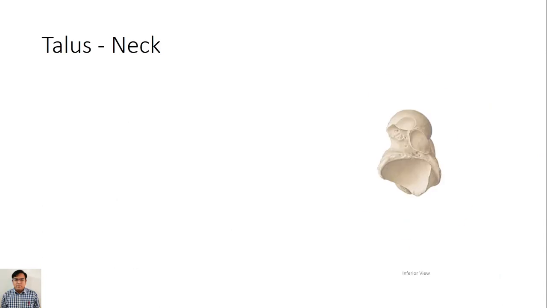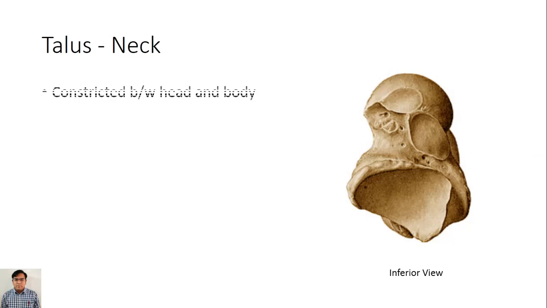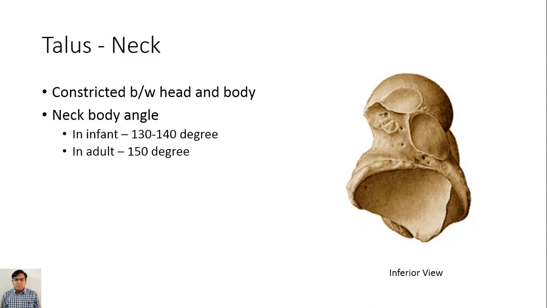Now the neck of talus, this is inferior view. It is constricted between head and body. So this is neck. The head and body make an angle at neck. This is known as neck body angle, and it is 130 to 140 degrees in case of infant and about 150 degrees in case of adult.